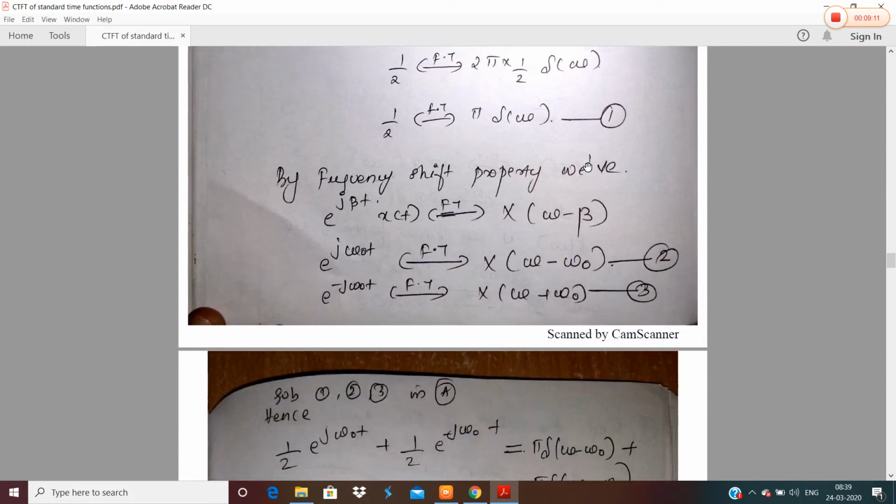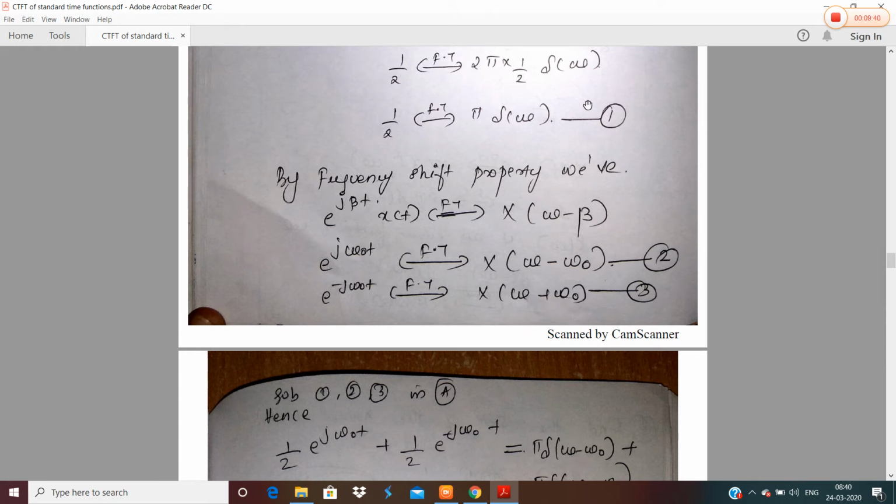On substituting beta equal to omega naught, we will get the Fourier transform as x of omega minus omega naught. Here beta has the value omega naught. This is your general form. This is what is there in our equation: e raised to j omega naught t, where omega naught is equal to beta. Then instead of beta, we will get x of omega minus omega naught. In the same way, e raised to minus j omega naught t means beta is minus omega naught, so you will get x of omega plus omega naught.